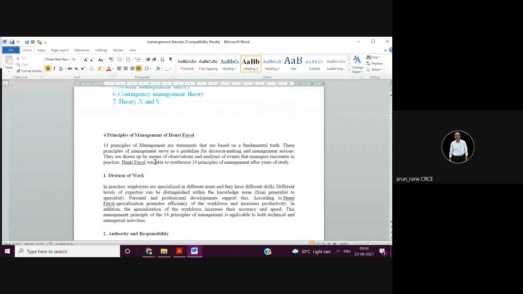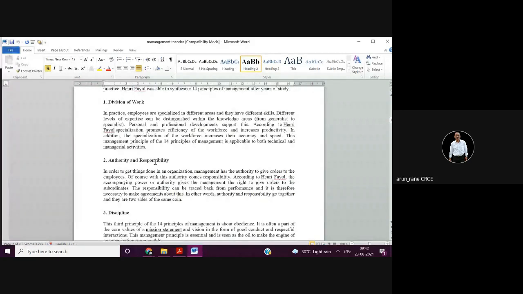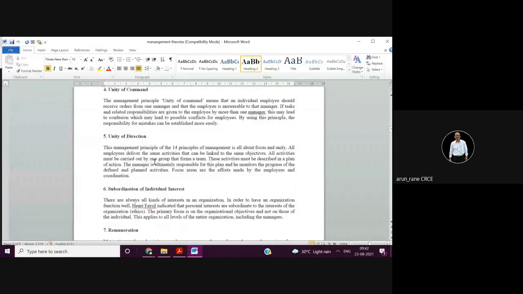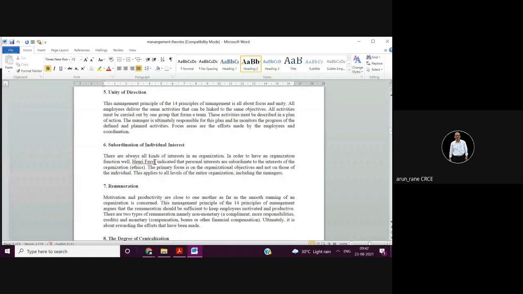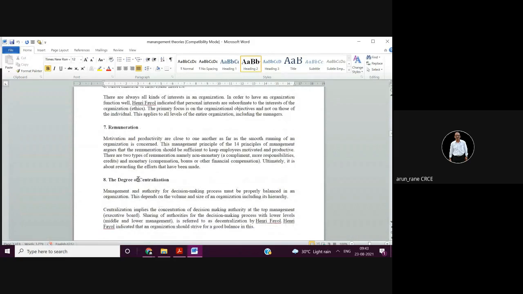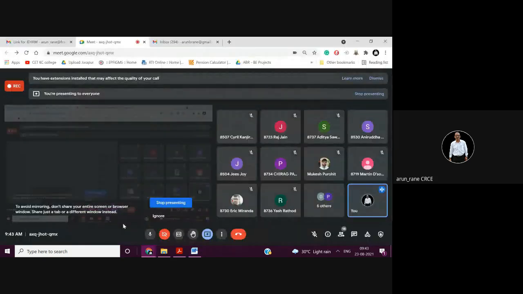And most of you know this. It is division of work, authority, responsibility, discipline, then command, direction, subordination of individual interest, remuneration. The Minimum Wages Act has come just to cover this remuneration. That is, a certain minimum wage has to be given irrespective of his skill, so even though he is a helper or sweeper.